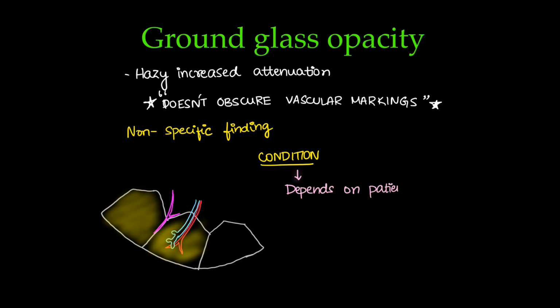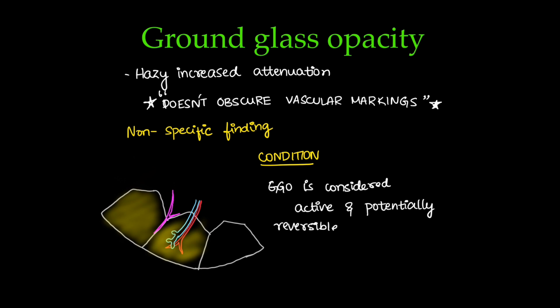So the conditions which cause this are diagnosed by patient symptoms. So GGO is considered as active and potentially reversible disease unless it's proven otherwise or unless accompanied by some other findings.